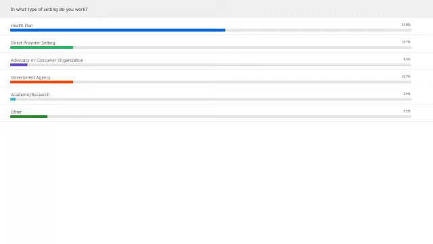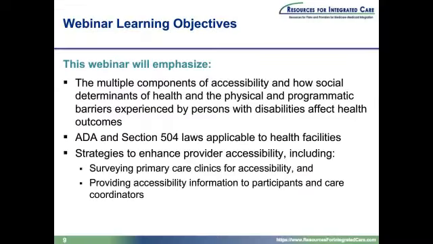So the focus today is on enhancing the accessibility of provider settings of care. Today we're talking primarily about physical accessibility. If you'd like to learn about other components of accessibility, we have inserted links to previous webinars where we've addressed that issue on many occasions. So at this point, I'm going to hand it over to Sonia.